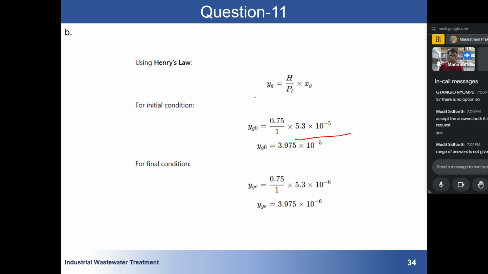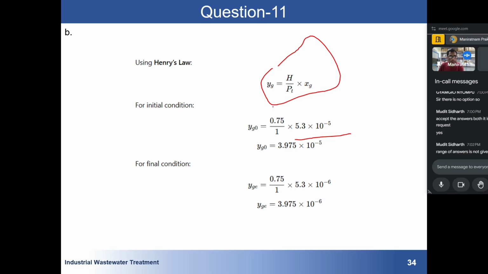I hope this is clear to you. So the Henry constant is 0.75, already given to you. Remember the normal formula; don't get confused. Here we are writing in the form of mole fraction.